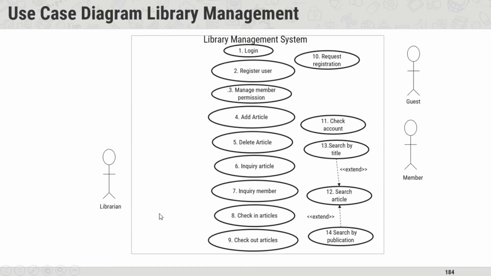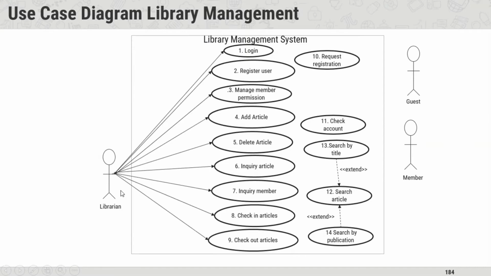And the external stakeholders are the actors. Now these are the actors: librarian, guest, and members. Now what are the functionality that will be done by the librarian? So we should connect that functionality with the librarian by using this association or arrow. So these are the functionality which will be conducted or done by this librarian, and these are the functionality which are done by guest, and this is the functionality which have the access to the members. So this is the use case diagram.